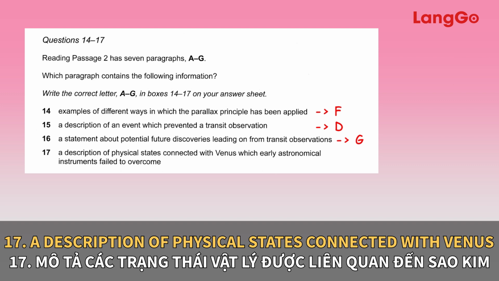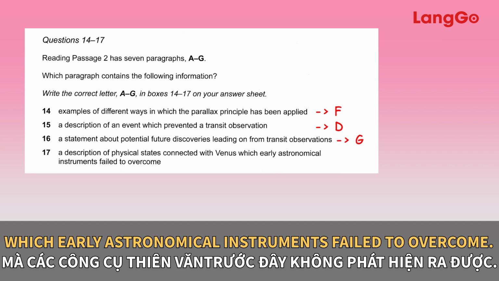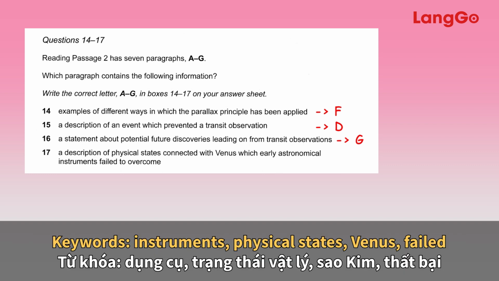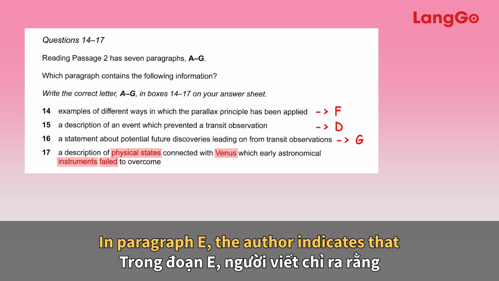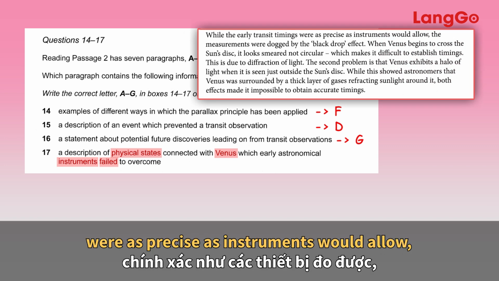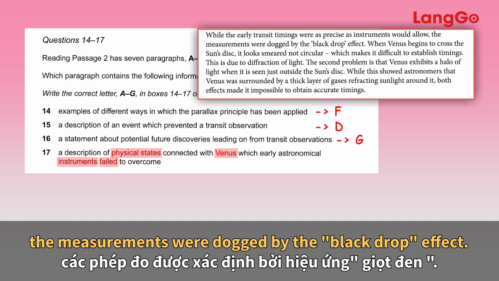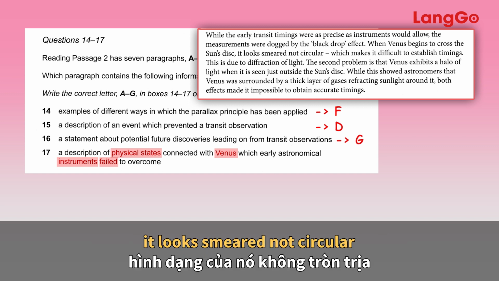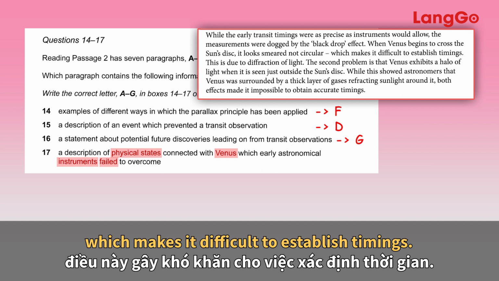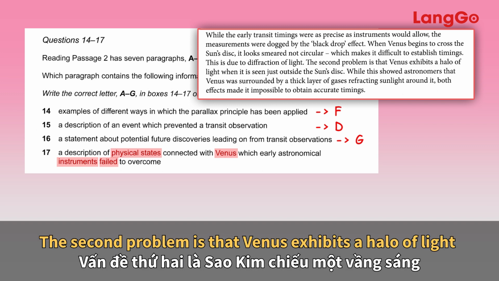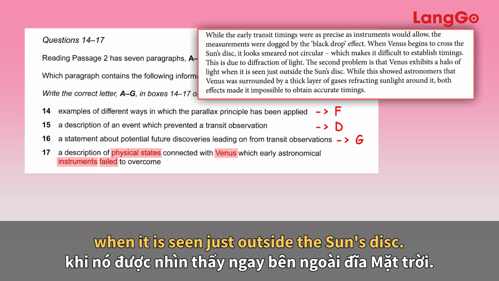Number 17, a description of physical states connected with Venus, which early astronomical instruments failed to overcome. Keywords, instruments, physical states, Venus, and failed. In paragraph E, the author indicates that while the early transit timings were as precise as instruments would allow, the measurements were dogged by the black drop effect. When Venus begins to cross the sun's disk, it looks smeared, not circular, which makes it difficult to establish timings. The second problem is that Venus exhibits a halo of light when it's seen just outside the sun's disk.